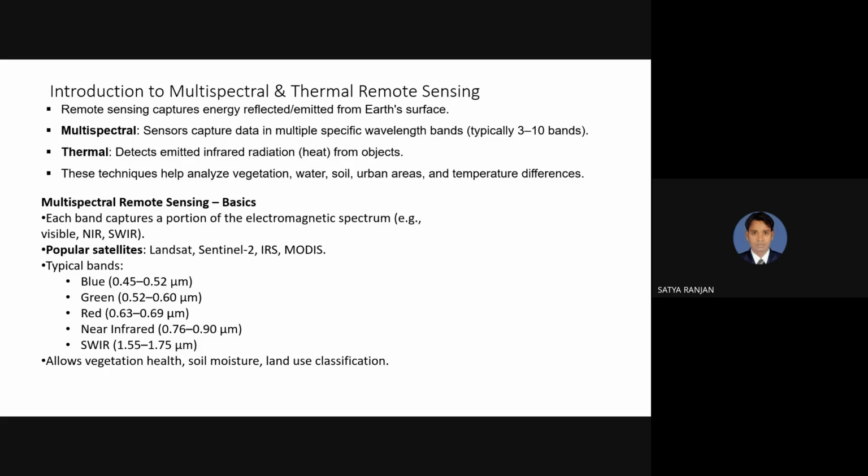So each band captures a portion of the electromagnetic spectrum. So all these are based on the electromagnetic spectrum. Some from blue to radio wave. That is visible means blue, green, red, near infrared, short wave infrared. So popular satellites which use these bands are Landsat, Sentinel-2, IRS, Indian Remote Sensing Satellite. It is called IRS. Then MODIS data. Typical bands used are blue, green, red, and infrared. So these are already discussed.